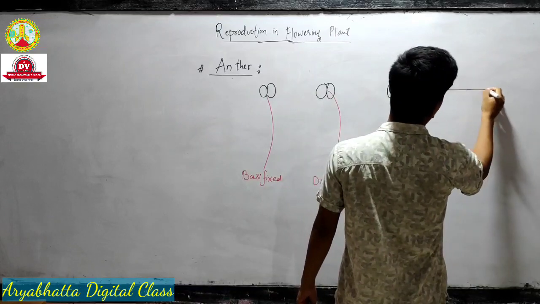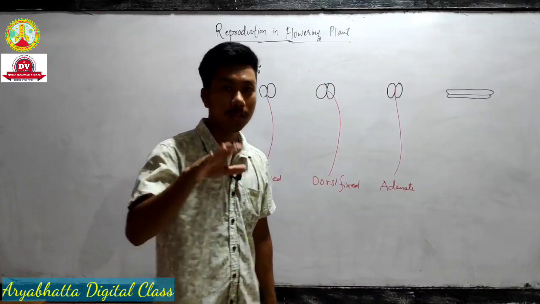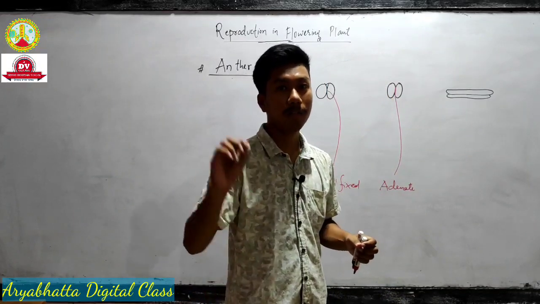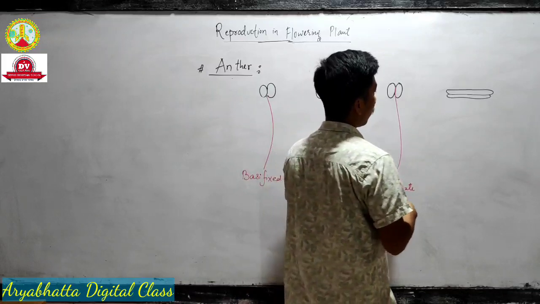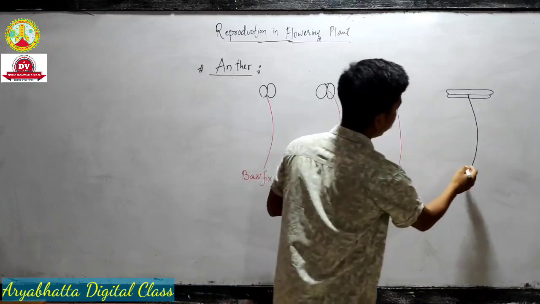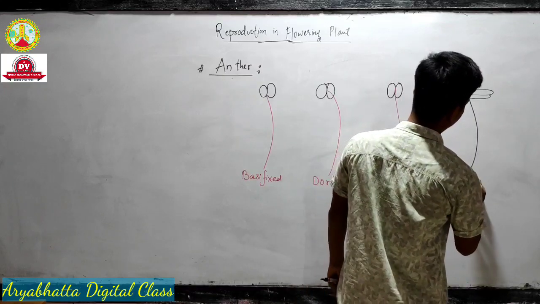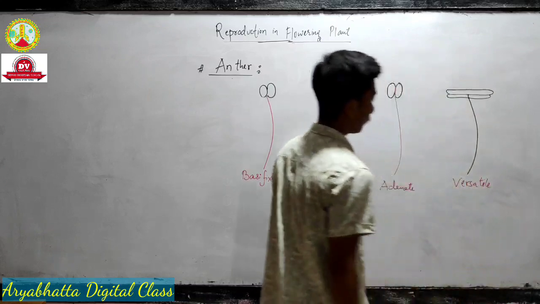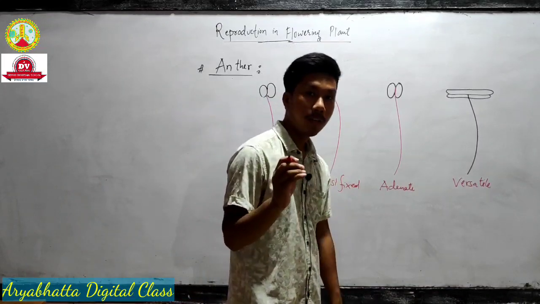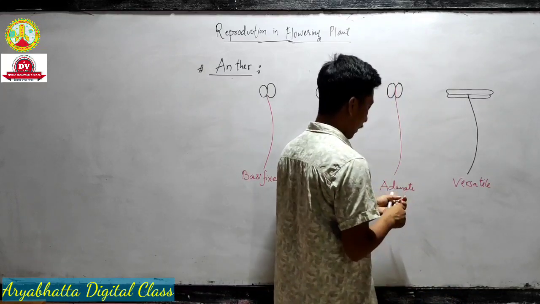Now, one more special type of anther that we find. In this case, the anther is elongated in shape and it is tangental in nature. When air blows, it moves, and when it moves, the pollen grains are released with the help of wind. They pass and enter into the stigma. Such anthers are called versatile anthers. The anther is long, elongated, tangental in nature, and the filament connects with it.